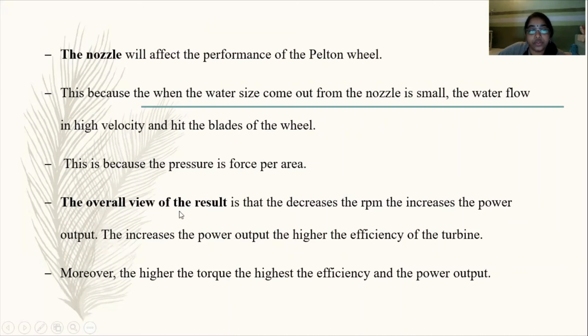The overall view of the result is that the lower the RPM, the higher the power output, and the higher the power output, the higher the efficiency of the turbine. Moreover, the higher the torque, the higher the efficiency and the power output. So this is the discussion and result part for the Pelton wheel experiment. Thank you.